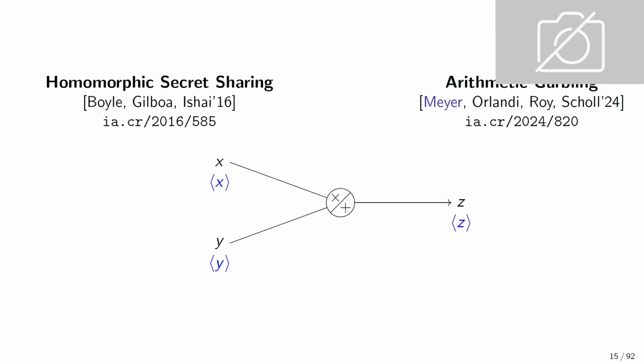Now, additions are all fine and easy, right? Locally, you have your share of x and your share of y, you sum them together, and you get the share of x plus y. Multiplication is where it gets tricky and where we're going to use the distributed discrete log.